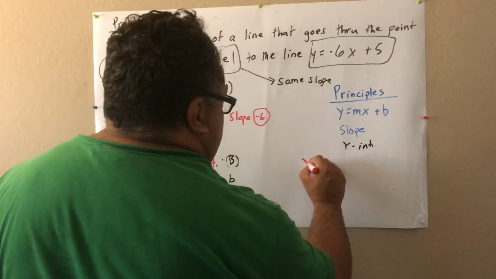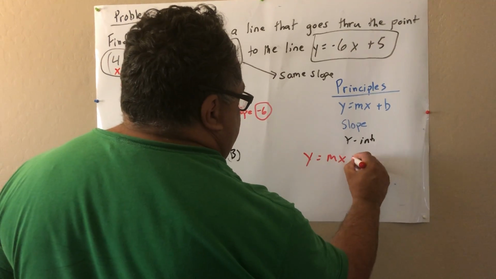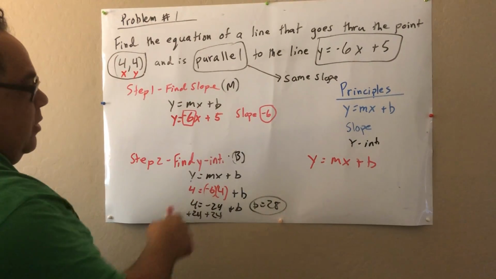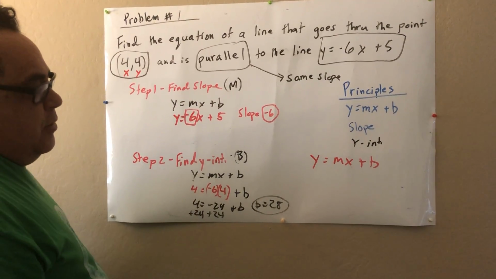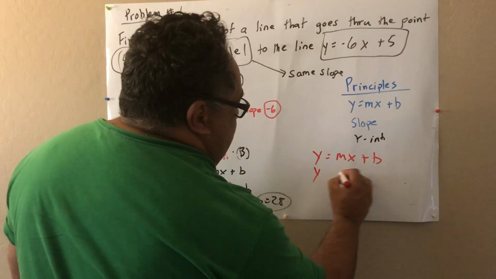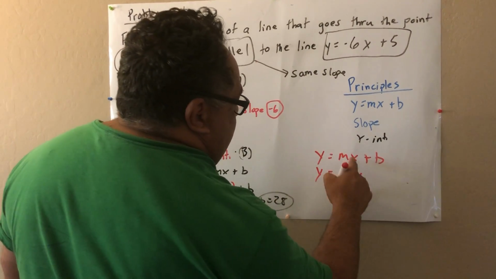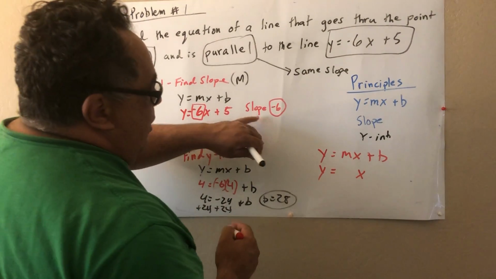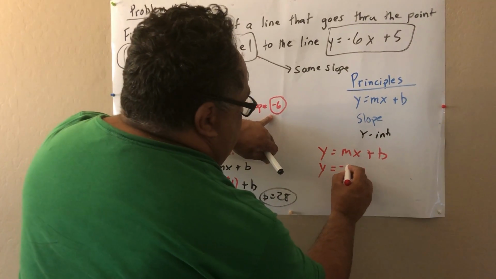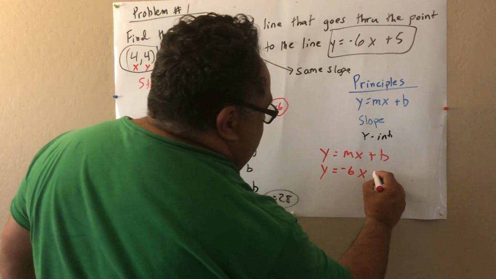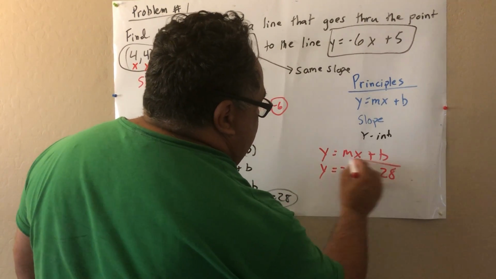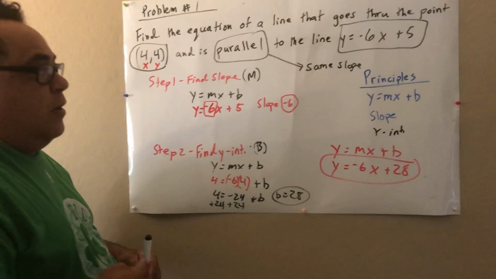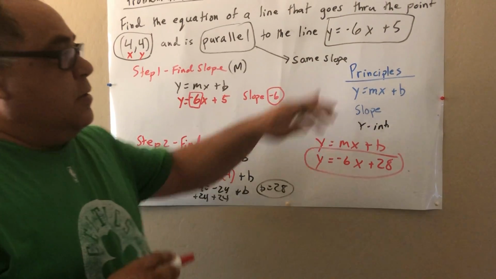Last step is we're going to put those into this equation right here, slope-intercept form. I use this equation in all 3 steps, y equals mx plus b. We're going to leave our y and our x alone, and we're just going to plug in our m and our b that we found in step 1 and step 2. Our m is negative 6, and our b is positive 28. There's our equation for our line that is parallel to this line right here.